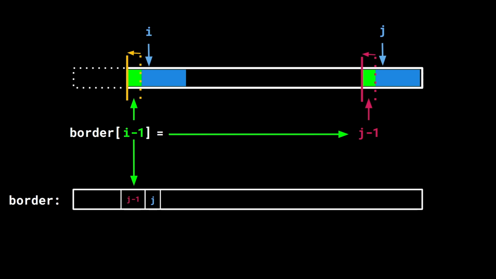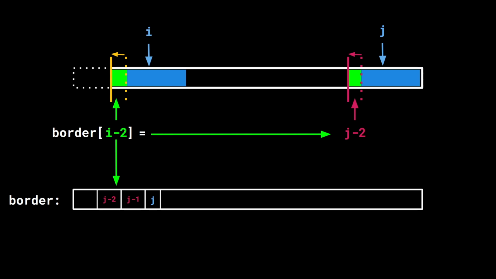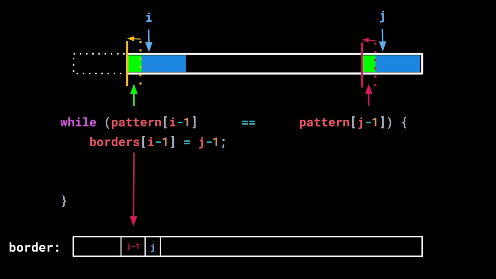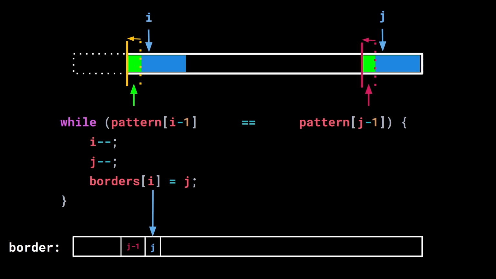And we can repeat the operation as long as the characters are equal. In other words, while P[I-1] is equal to P[J-1], then the border of I-1 is J-1. And then we decrement I and J to test the next characters. Or we can rewrite it to first decrement I and J and set border of I as J. Also, we want to make sure to stop before I becomes negative. So we add a condition in the loop.